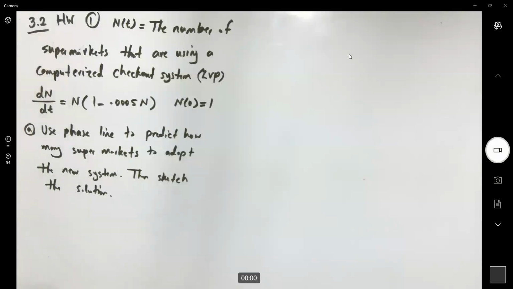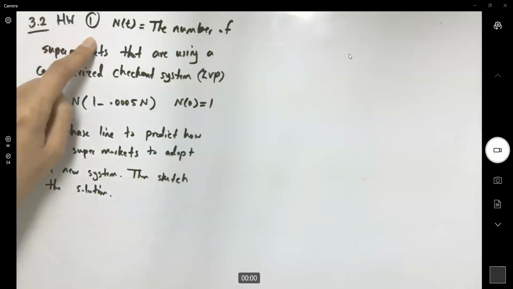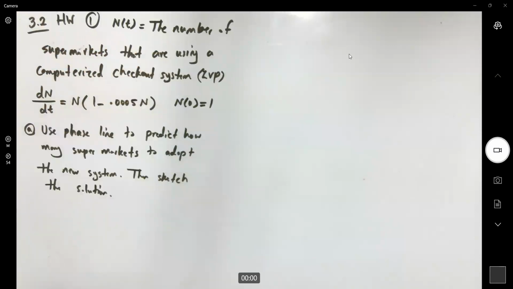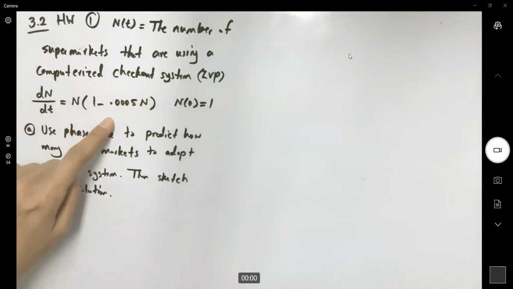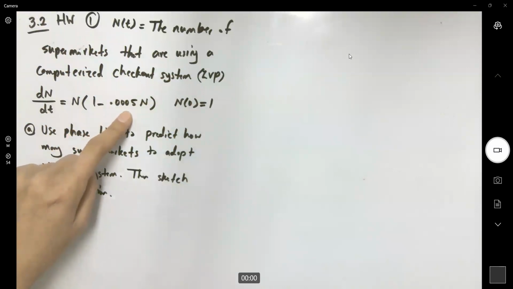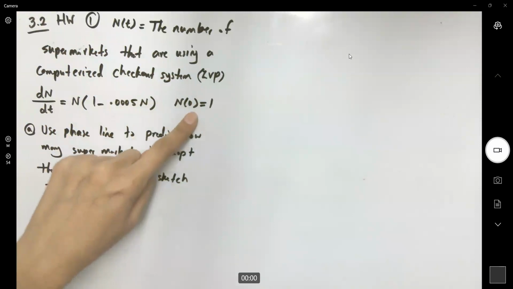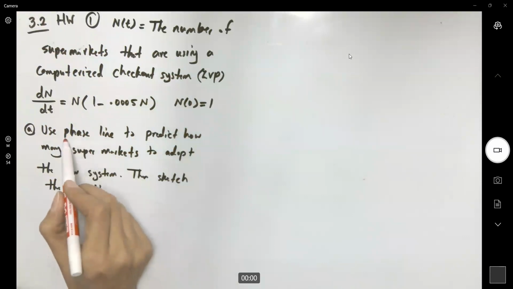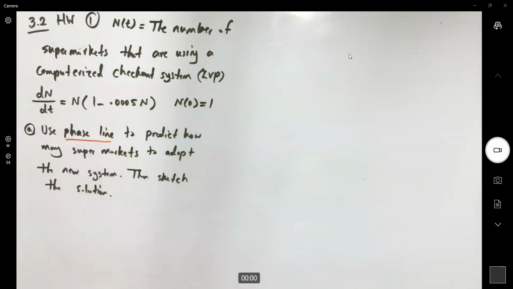Let us start solving homework 3.2, question 1. Suppose N of T is the number of supermarkets that are using a computerized checkout system, and you have an initial value problem. It says dN/dt is equal to N times (1 minus 0.0005 N), and N at time 0 is equal to 1. The question says, use the phase line to predict how many supermarkets adopt the new system, then sketch the solution.